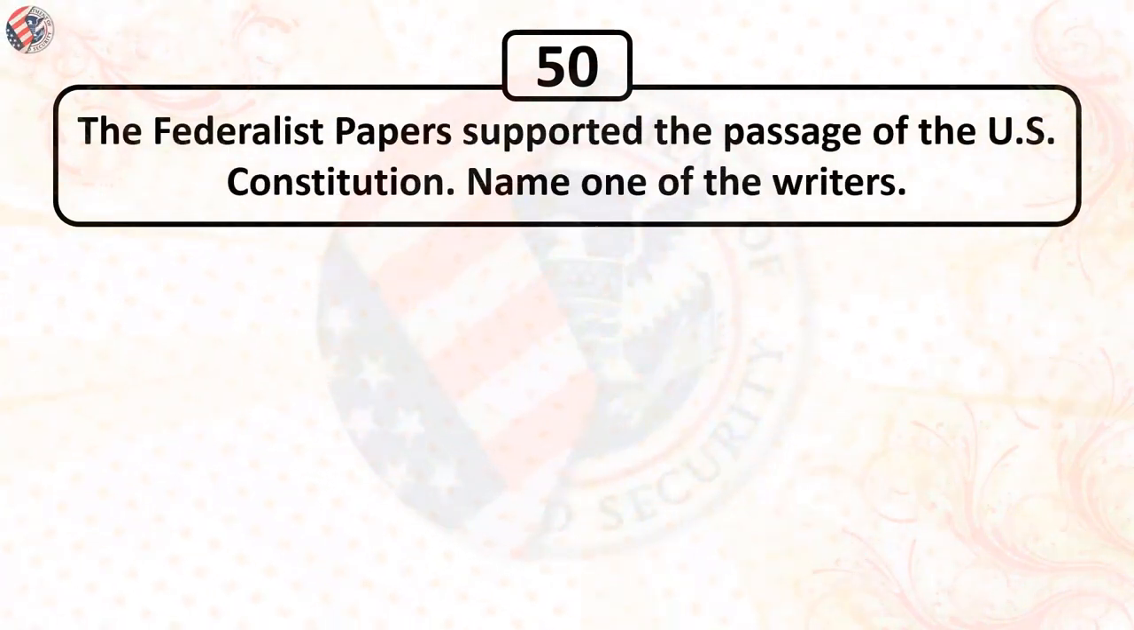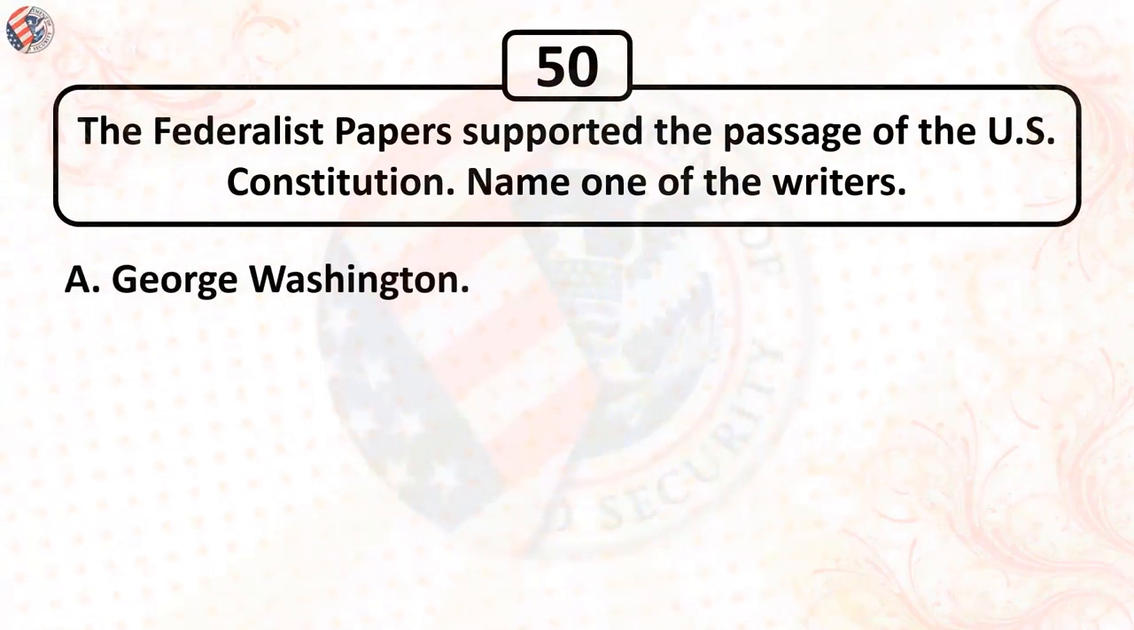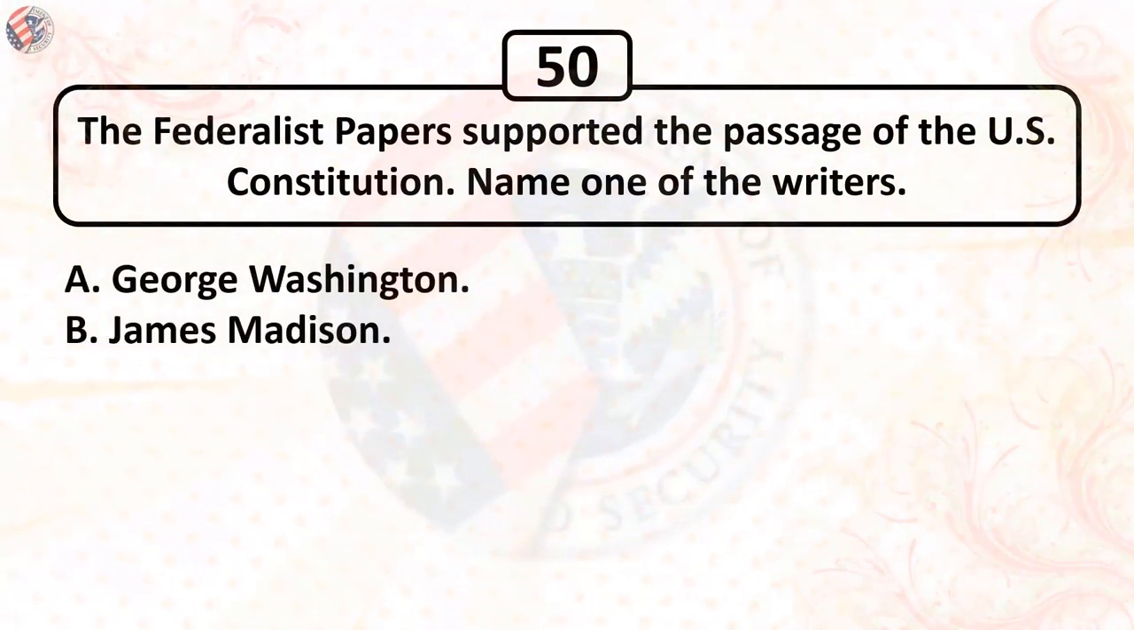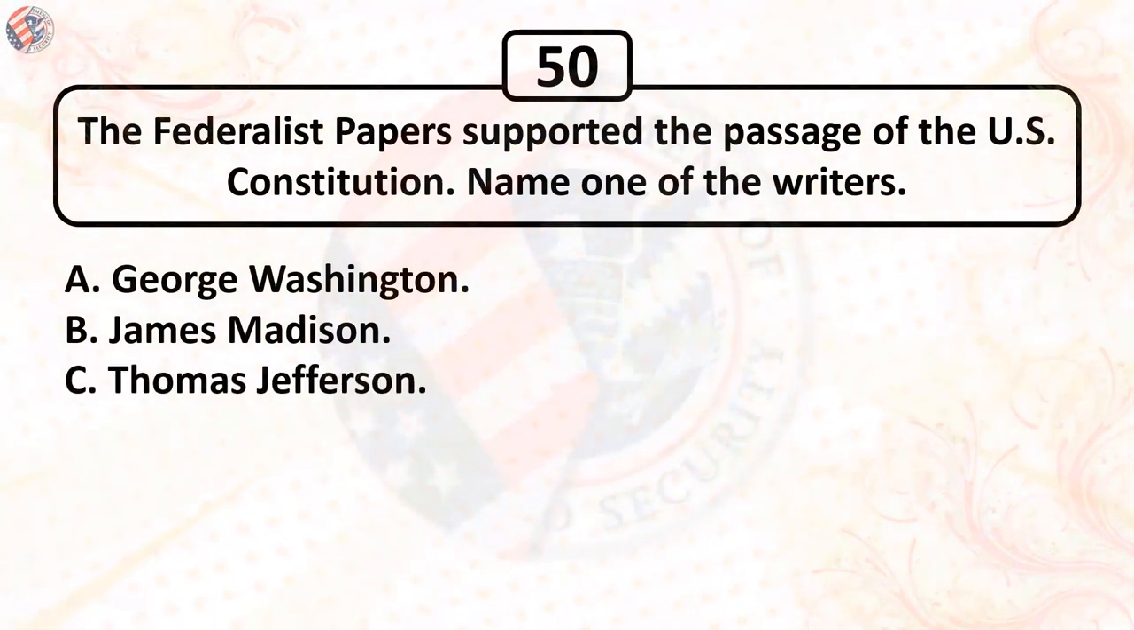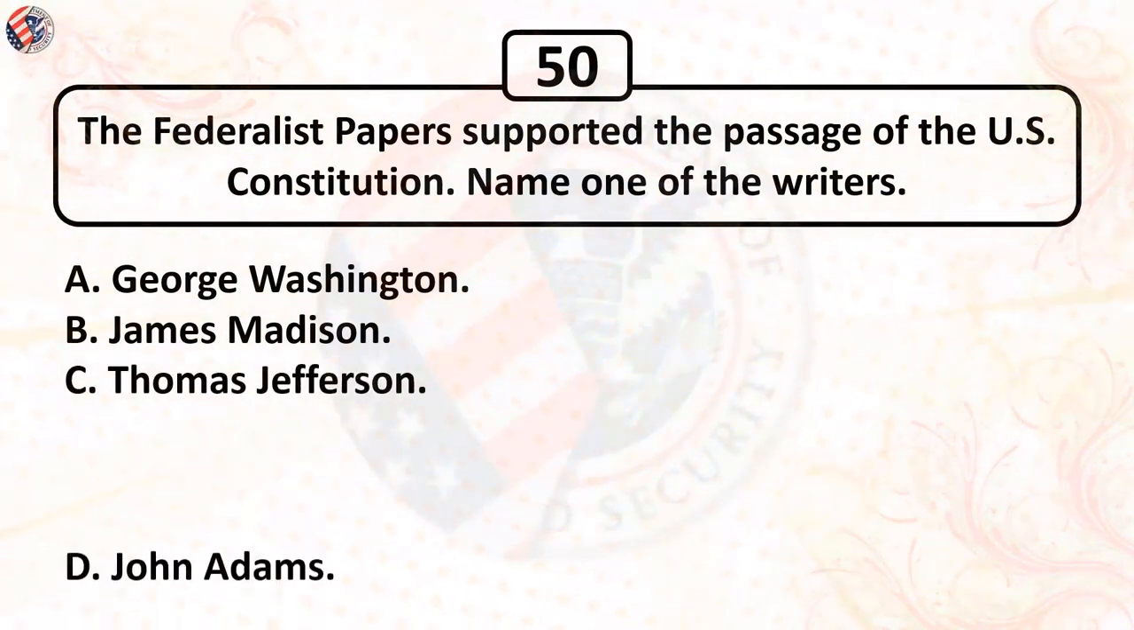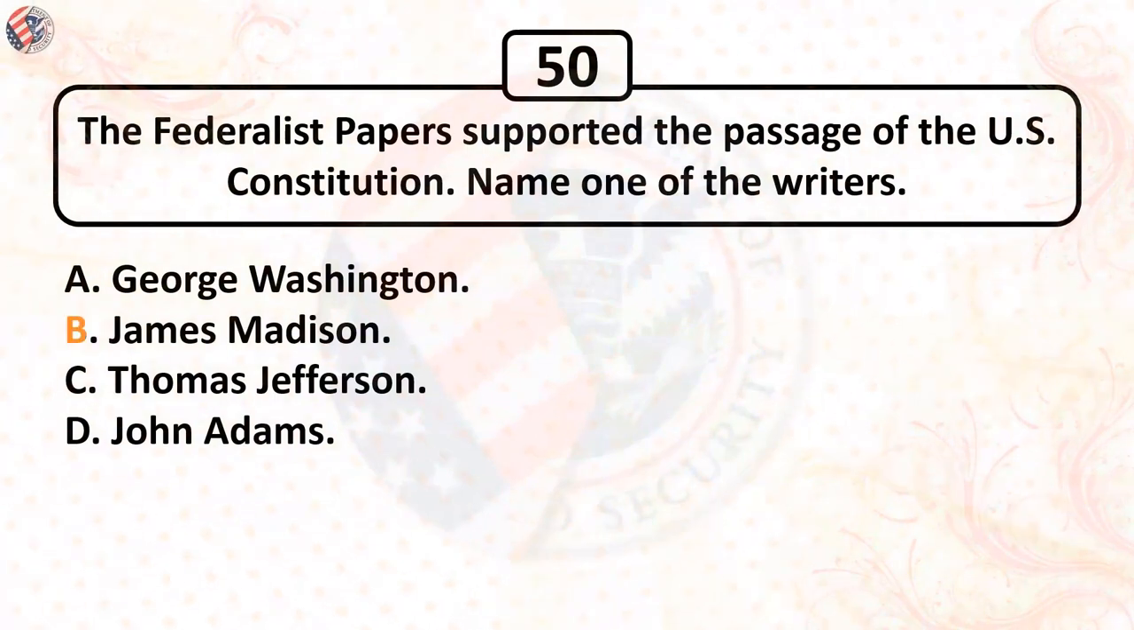Federalist Papers supported the passage of the U.S. Constitution. Name one of the writers. A. George Washington. B. James Madison. C. Thomas Jefferson. D. John Adams.